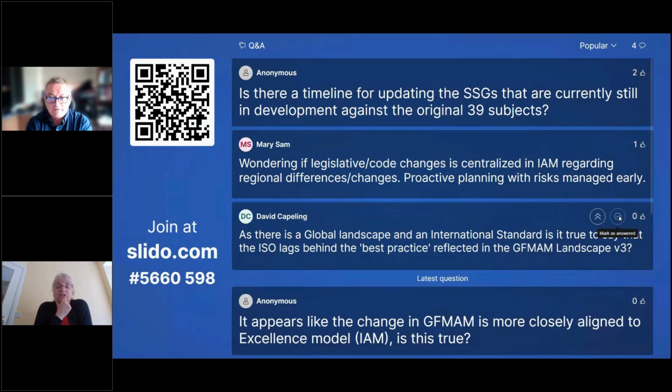I can do the SSG one, Richard, if you like. Yeah, go for it, Ursula. So we've got an SSG project manager, Steve Bird, and we've been liaising with Steve Bird through quite a detailed set of discussions around the changes in the landscape and the anatomy.